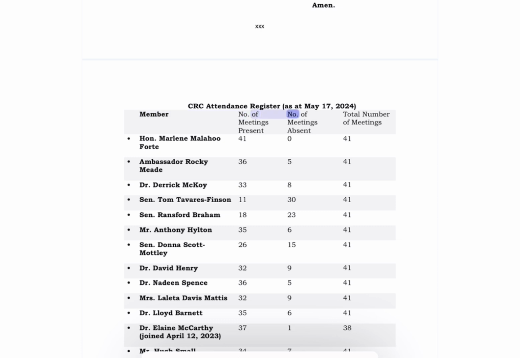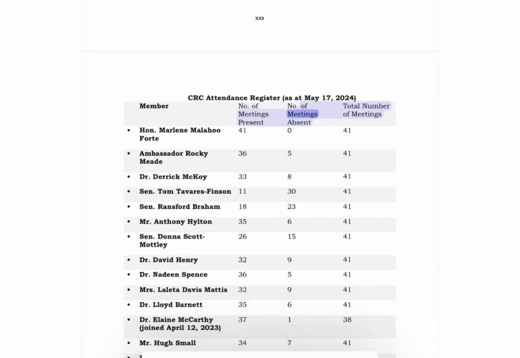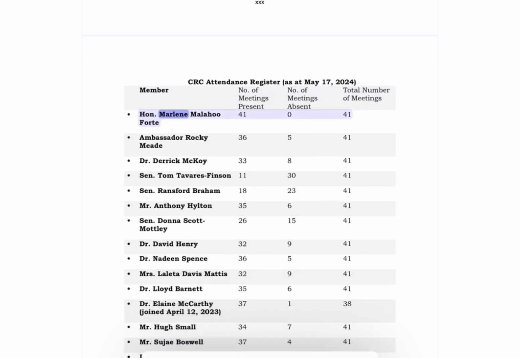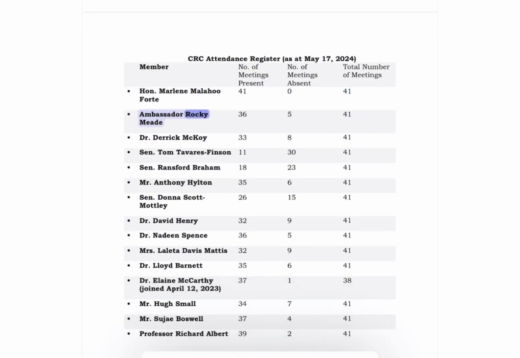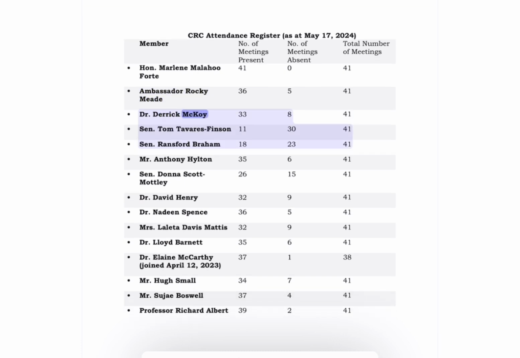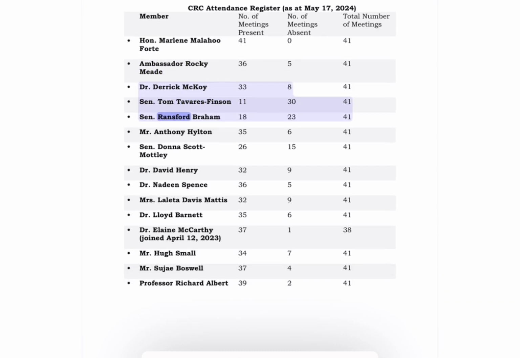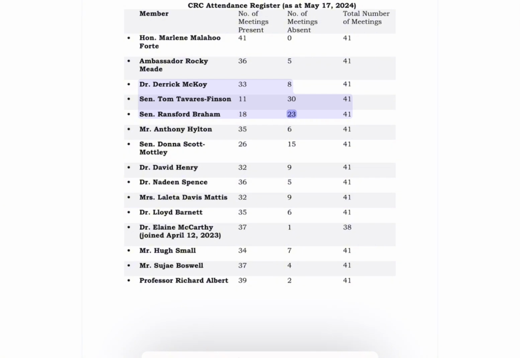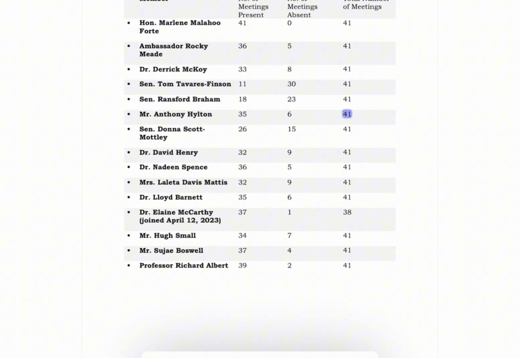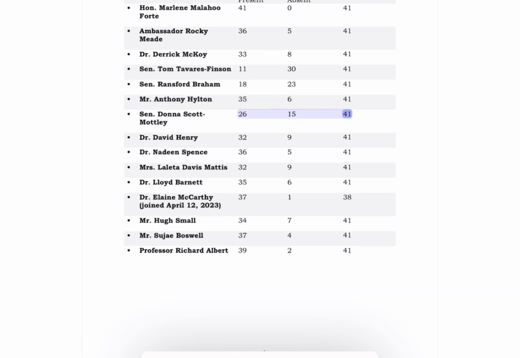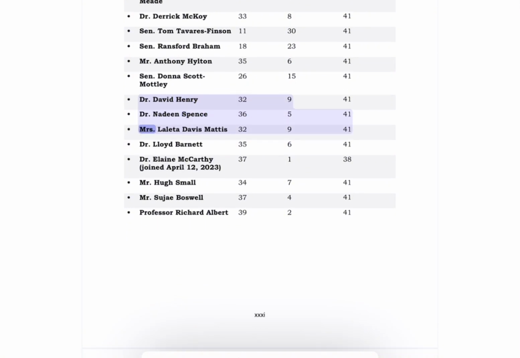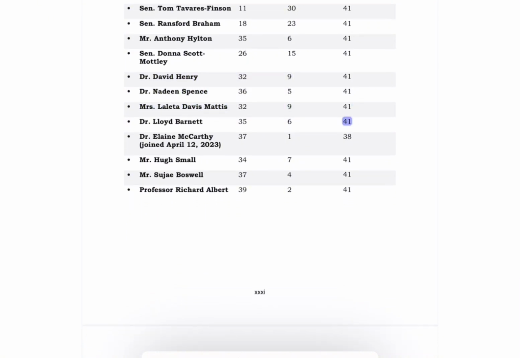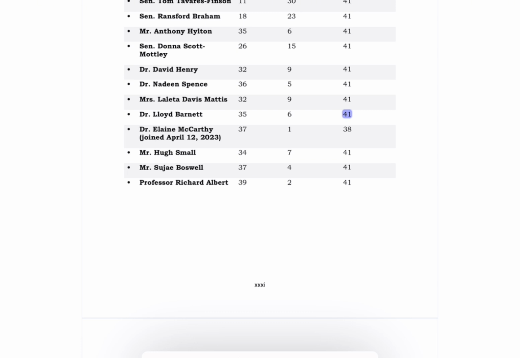CRC Attendance Register as at May 17, 2024. Member, number of total meetings, present, absent. Honorable Marlene Malahoo Forte, 41, 41. Ambassador Rocky Meade, 36, 5, 41. Dr. Derek McCoy, 33, 8. Senator Tom Tavares-Finson, 11, 30, 41. Senator Ransford Braham, 18, 23, 41. Mr. Anthony Hylton, 35, 6. Senator Donna Scott-Mottley, 41. Dr. David Henry, 32, 9. Dr. Nadine Spence, 36, 5, 41. Mrs. Loletta Davis-Mattis, 32, 9, 41.